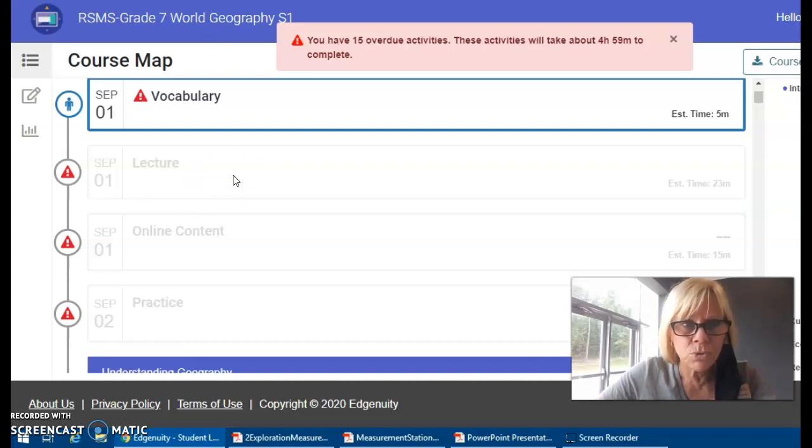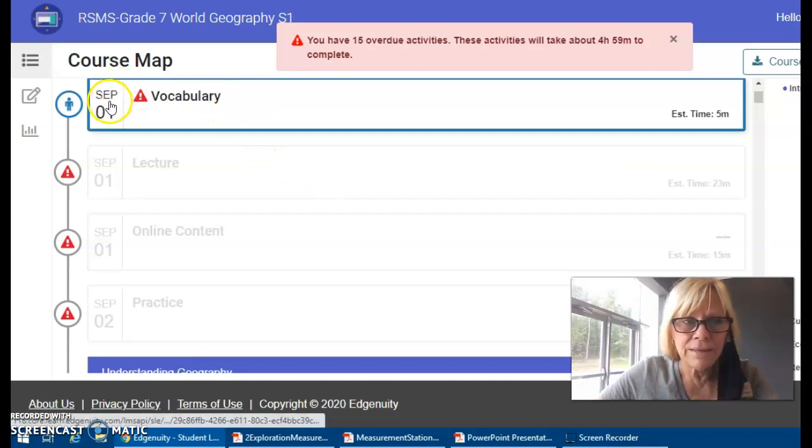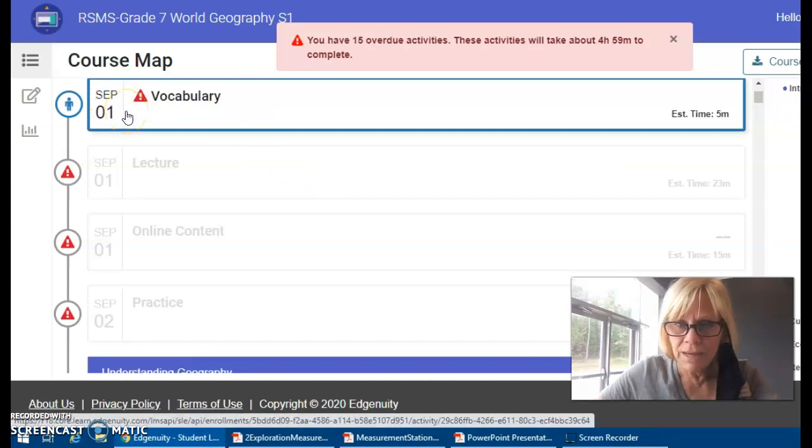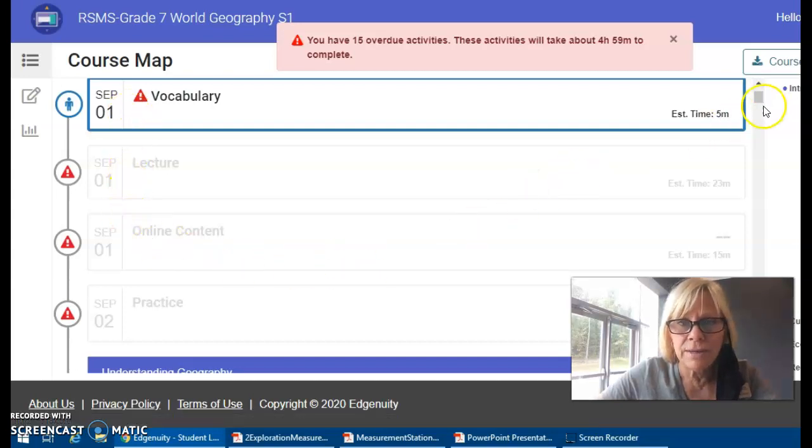So there's no actual deadline or late assignments with Edgenuity in your online class like there is if you were at school and had assignments listed in Canvas. The agenda and the calendar is just to keep you on pace so that by the end of the semester you aren't way behind. We don't want that happening. So this is how you would find your calendar.